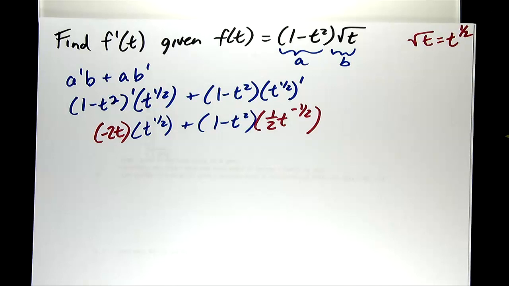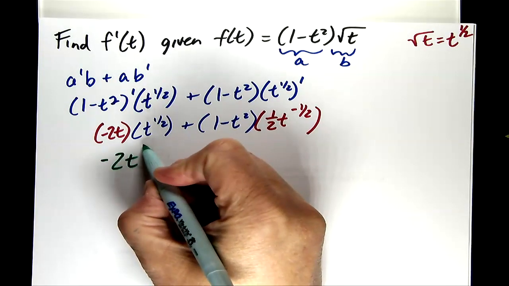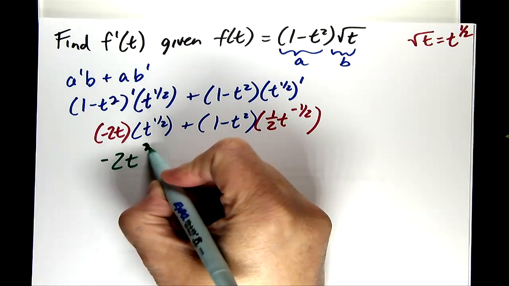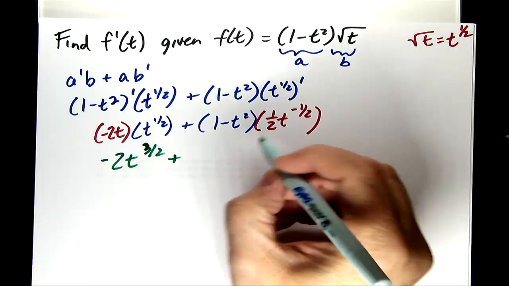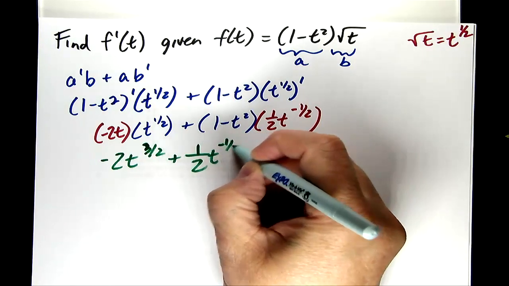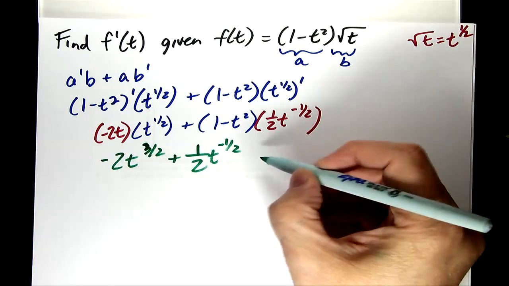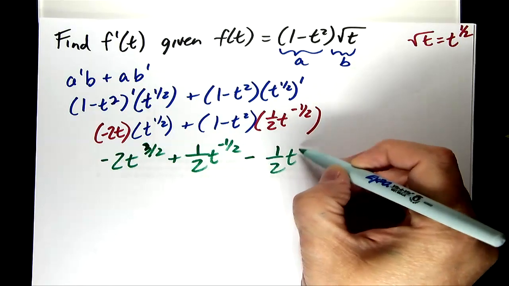So we distribute that out. This is negative 2t to the 3/2. And this is 1/2 t to the negative 1/2 minus 1/2 t to the 3/2.